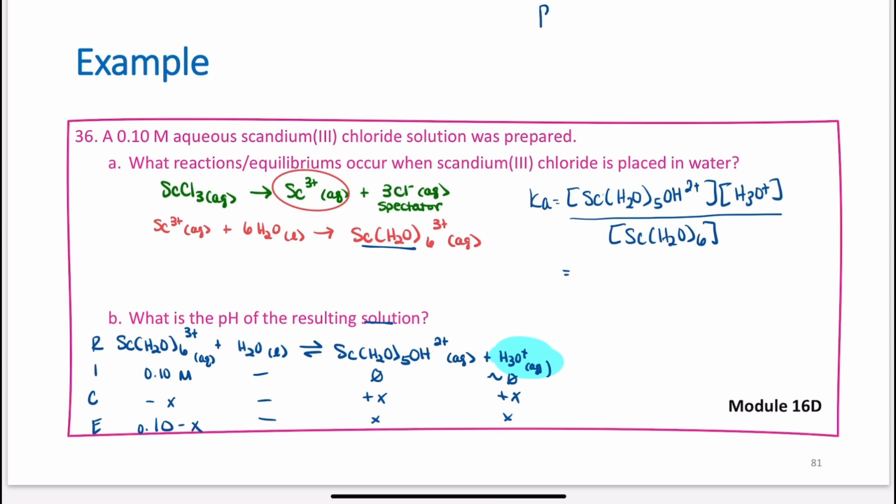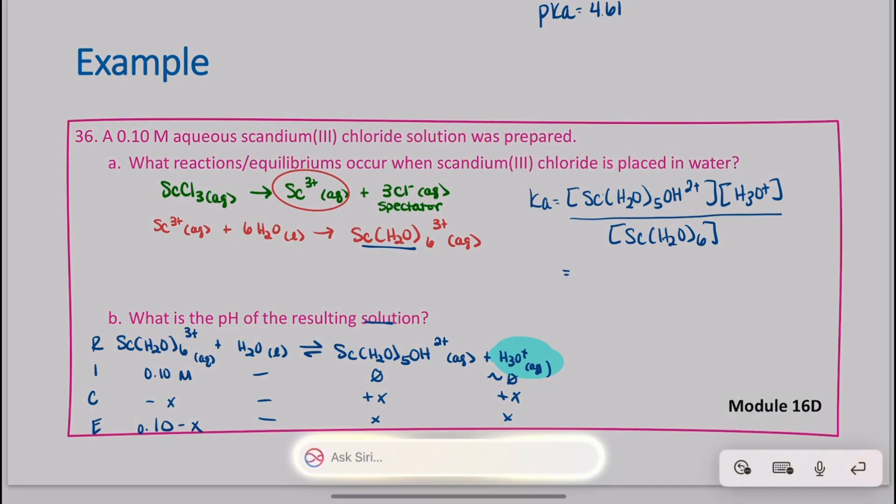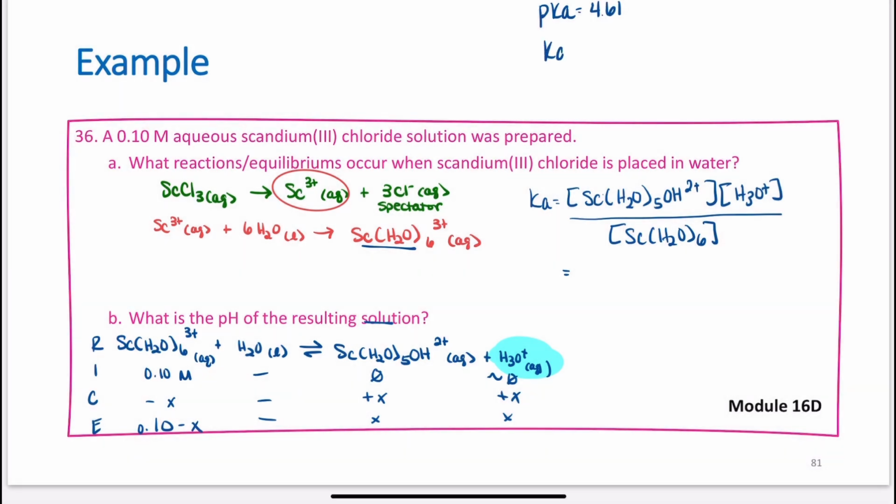In this example, I actually gave students the pKa of 4.61, which means that my Ka is 10 to the negative 4.61, or 2.5 times 10 to the negative 5, equal to x squared over 0.10 minus x. Solve for x, and I get an x value of 0.00158.